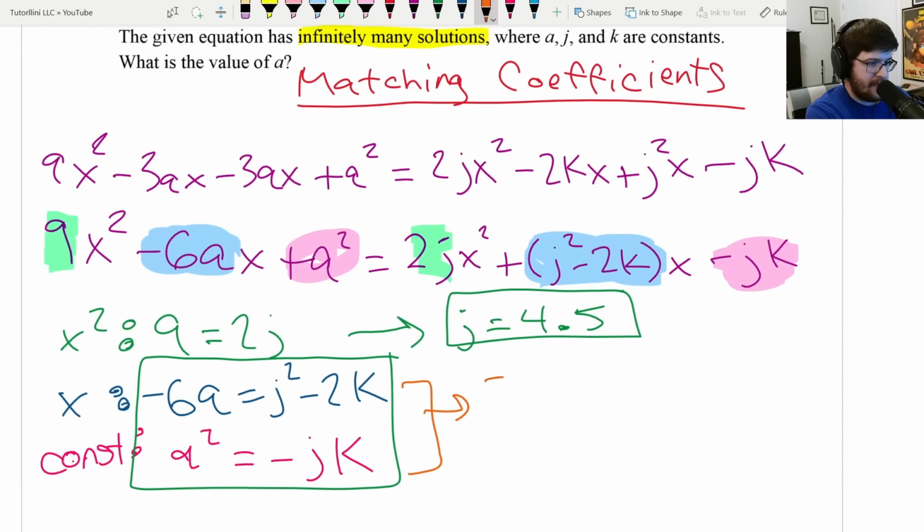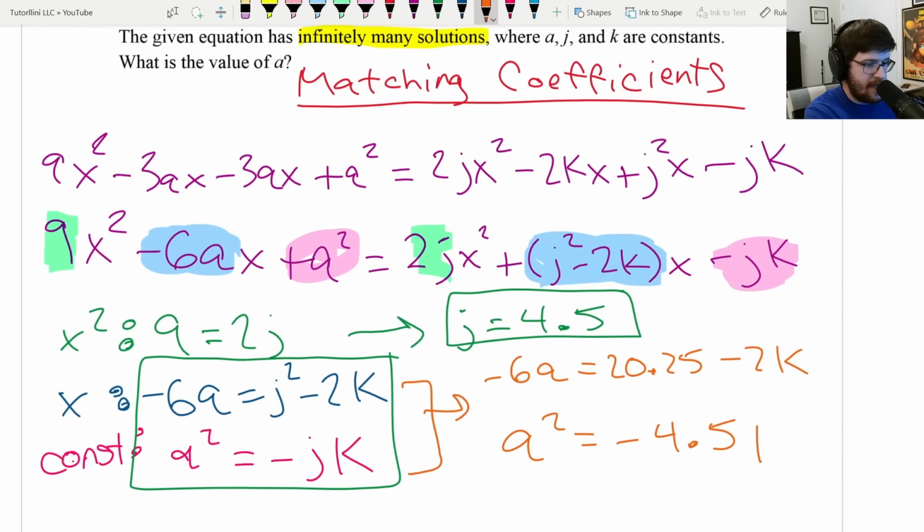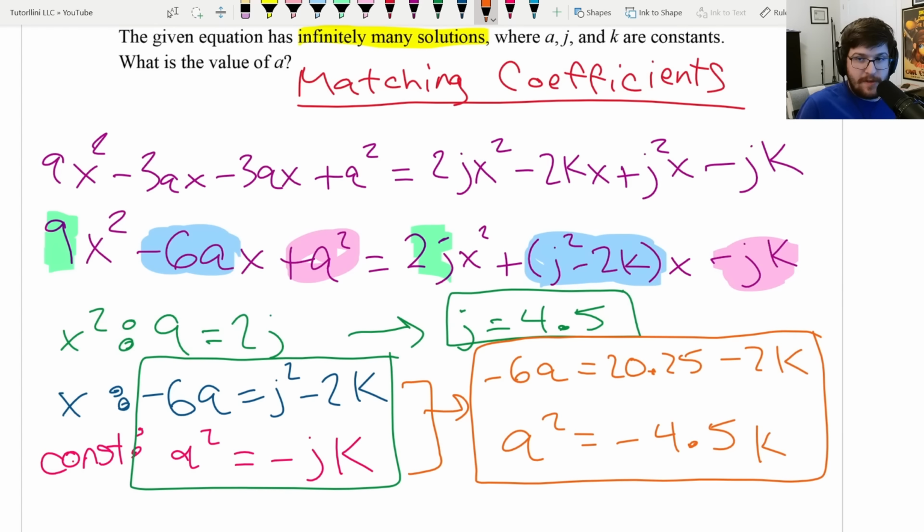And let's put in 4.5 for j. So I get negative 6a equals j squared, so that's 4.5 squared, that's 20.25, minus 2k. And then a squared equals minus j, which is 4.5, so 4.5k. And you see this is now a linear quadratic system. We have two variables. We can solve it.